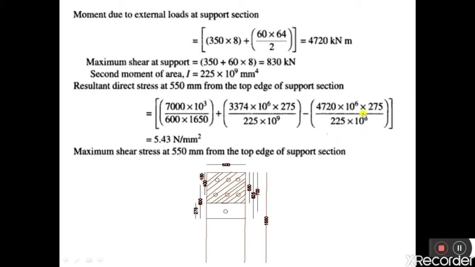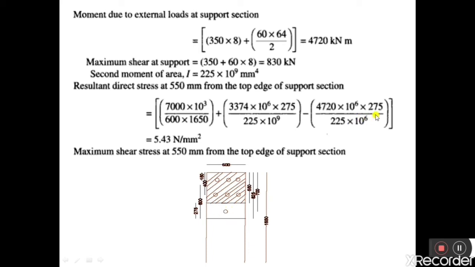Therefore, y is equal to 275 millimeter. So I will tell once again. Here y is equal to 275 millimeter because we are calculating the principal stress along this plane, which is lying at a distance of 550 millimeter from the top edge. Then from the centroidal axis, this plane is lying at a distance of 275 millimeter, which is equal to y.